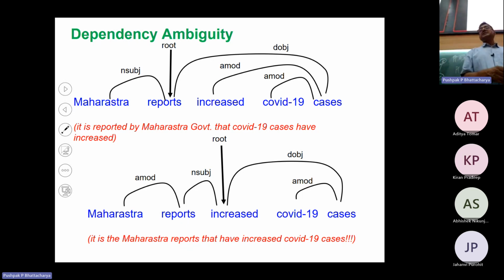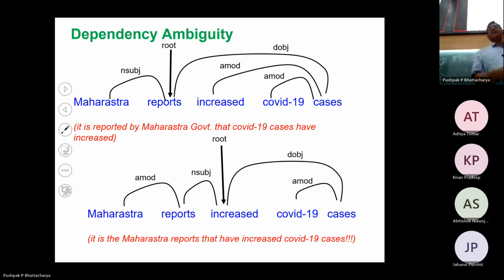Look at this sentence: Maharashtra reports increased COVID-19 cases. The state of Maharashtra is informing that there are increased COVID-19 cases. So increased here is an adjective. Now change the part of speech of increased to verb: the reports in Maharashtra increased COVID-19 cases. Can newspaper reports increase COVID-19 cases? Maybe in some subtle way.